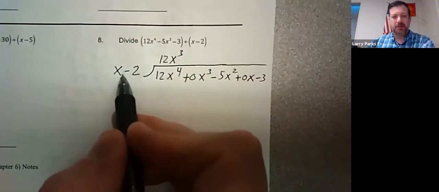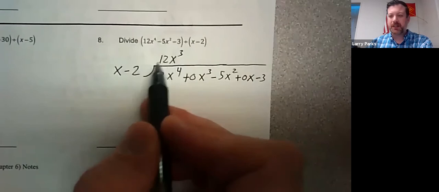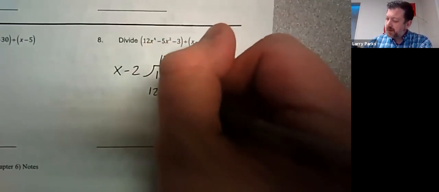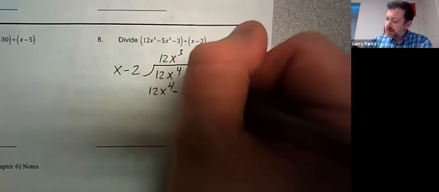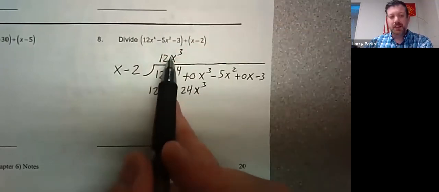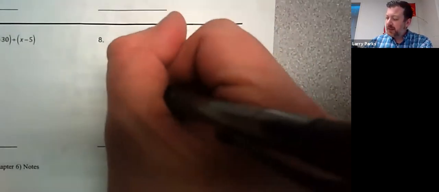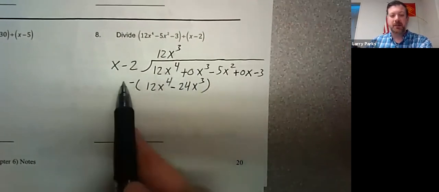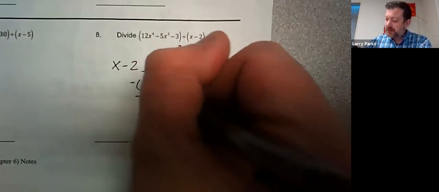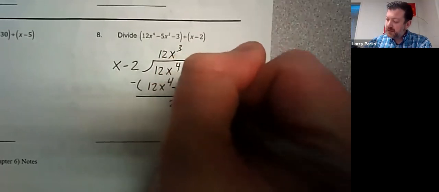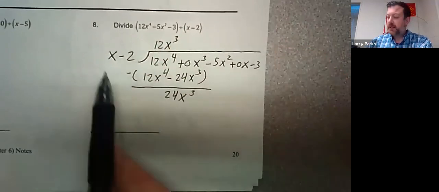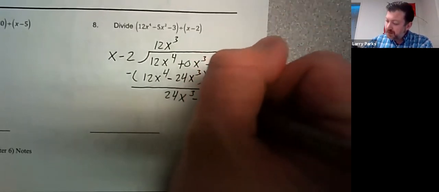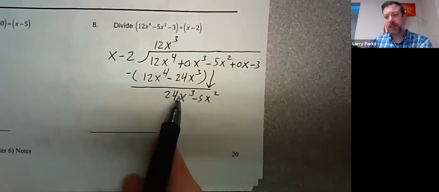I then multiply 12x cubed times x, 12x cubed times -2. 12 times -2 is -24. Take it away. Those go away. Some people even cross them off. 0 minus -24 is plus 24. Oh, bring down the next term.